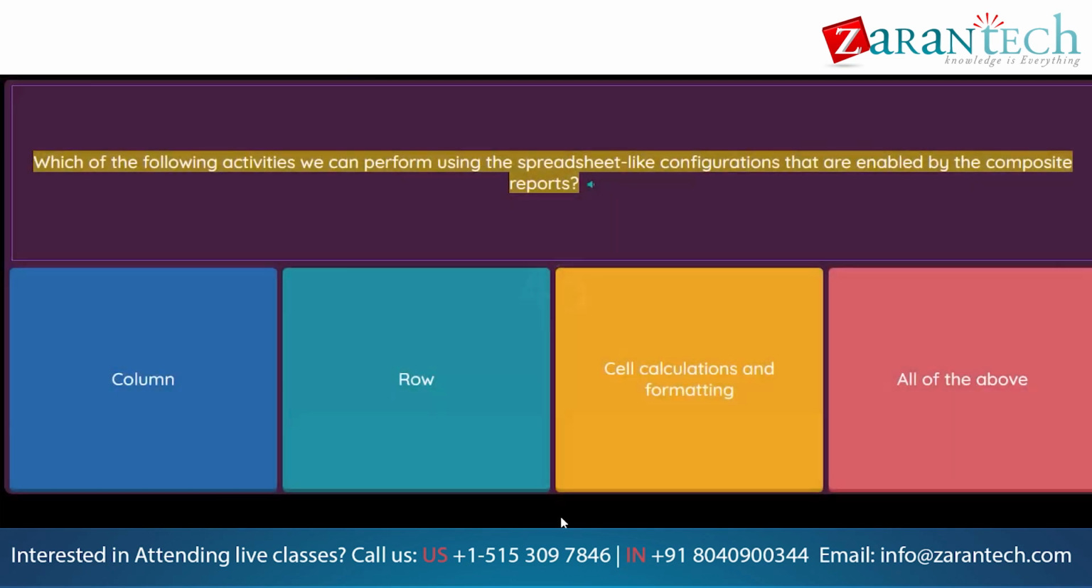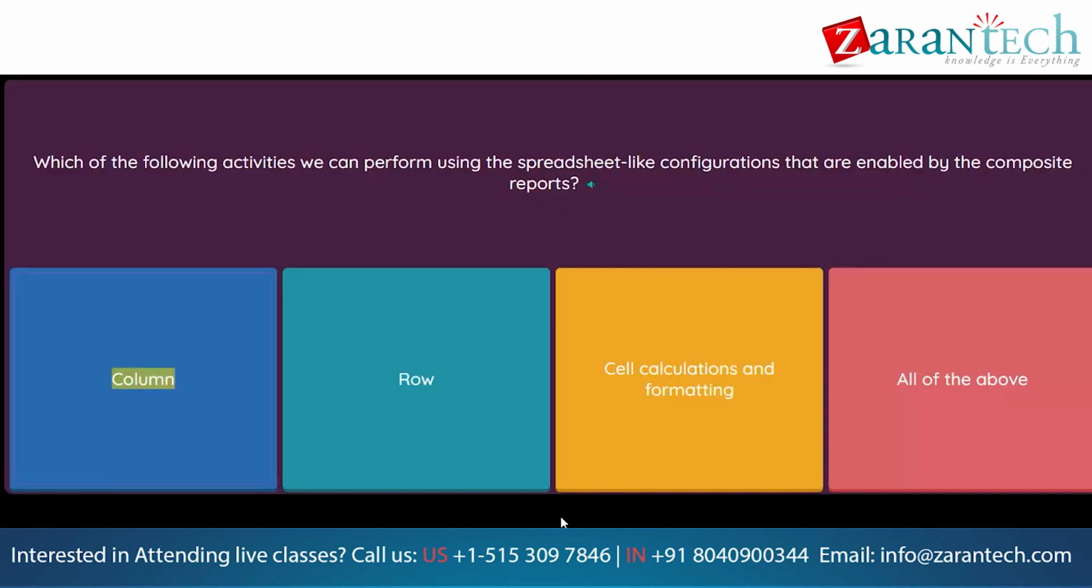Question, which of the following activities we can perform using the spreadsheet-like configurations that are enabled by the composite reports? Option 1, column. Option 2, row. Option 3, cell calculations and formatting. Option 4, all of the above.